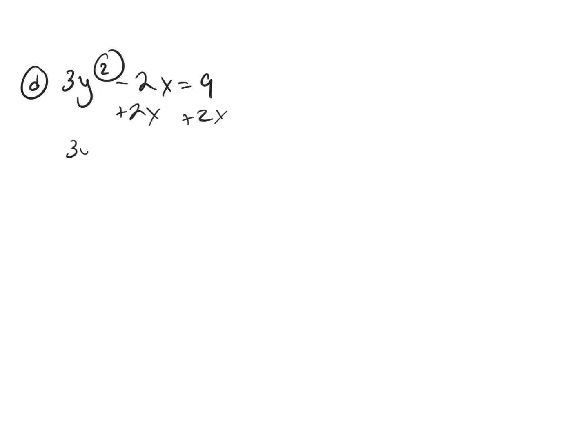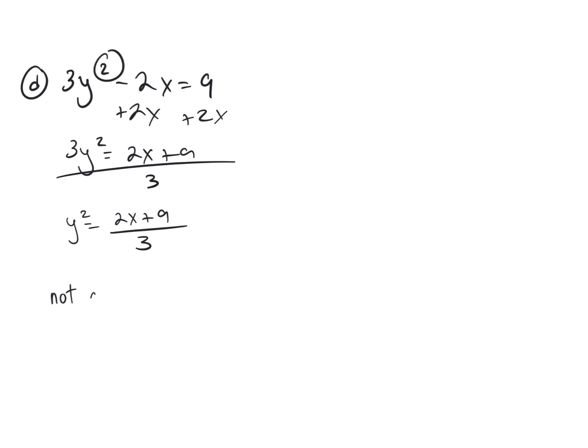So you get 3y squared equals 2x plus 9. I'll divide everything by 3, and we get y squared is equal to 2x plus 9 over 3. And now, again, in some cases the y squared does disappear, so it's always good to solve for it. But in this case, it didn't, so it's not a function.